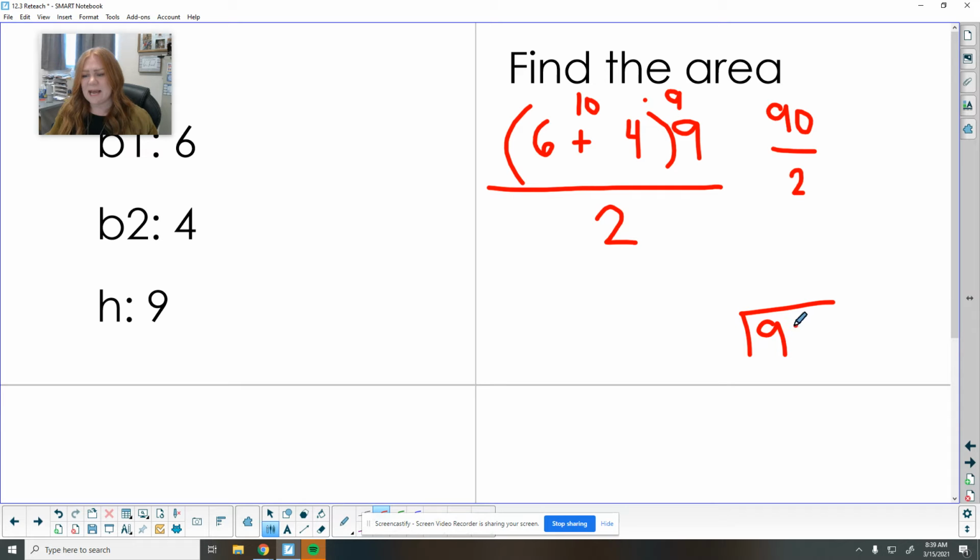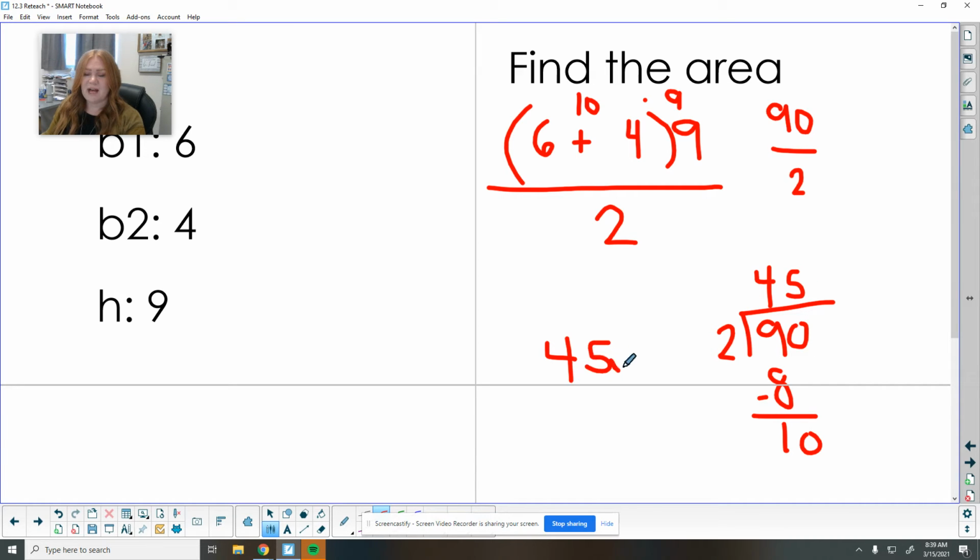I can see 90 ends in a nice even number, so that means 2 is going to perfectly go in here. 2 goes into 9 4 times, and that is 8. We have 1 left over. 2 goes into 10 5 times. So this answer here is 45 units squared. So 45 of whatever these units are, feet, inches, miles, centimeters, 45 of those squares will fit in there.